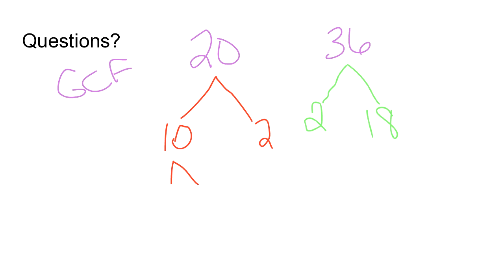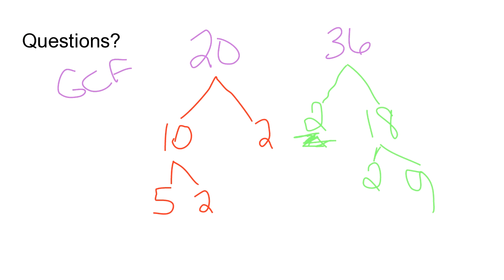Very good. 2 and 18. 2 is done. 2 is kind of a dead branch. We can't take 2 down any further. Very good. 5 times 4 is 20. What do we multiply by 5 to get 10? Very good. So it's going to be 5 and 2.